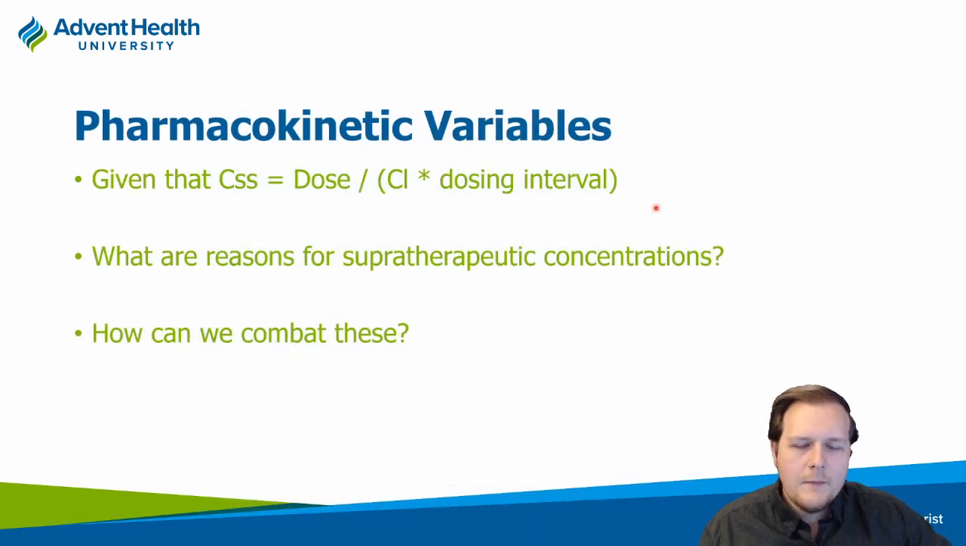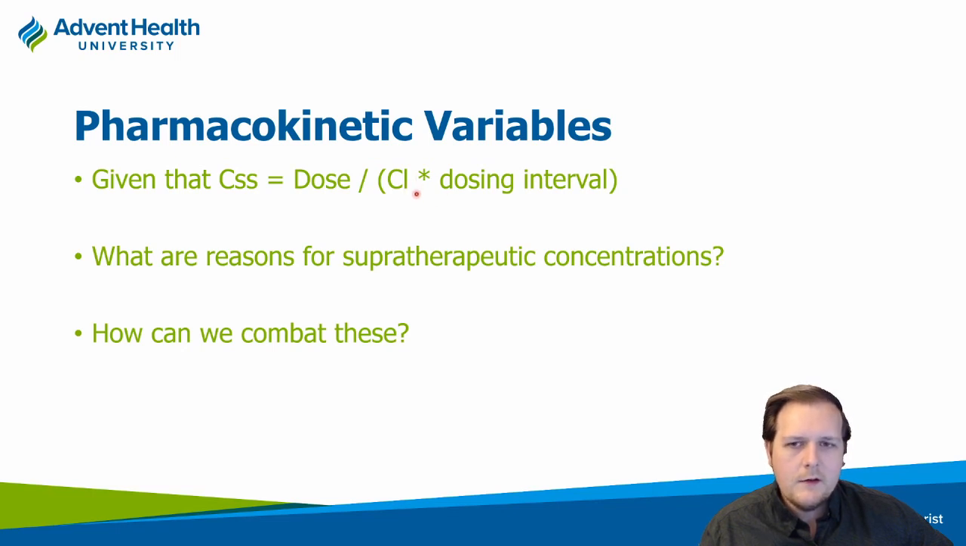So looking at some of the different variables here. Let's say, for instance, that our CSS is equal to the dose divided by the clearance times the dosing interval. What are some reasons we would have supratherapeutic concentrations? When I say supratherapeutic, I mean higher than what would be considered therapeutic, right? So that's when we're going to run into toxicities and whatnot. Well, a couple things here, right? One could be that the dose is too high. That's a possibility. There have certainly been dosing errors in the past. But what are some other things that might be issues as well?